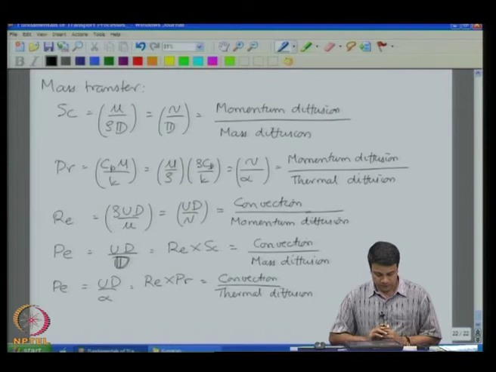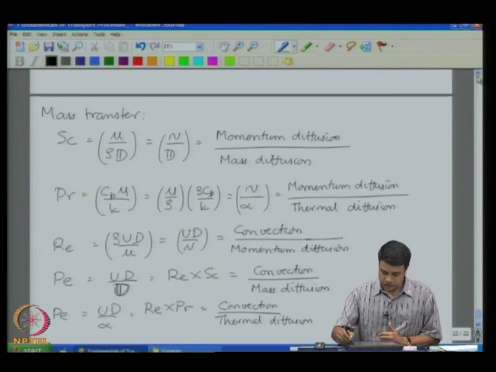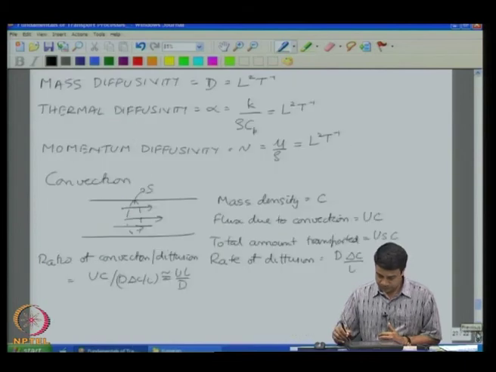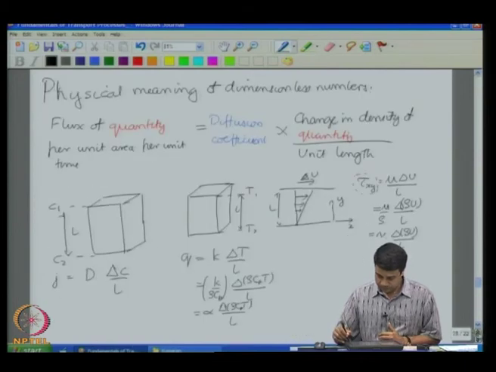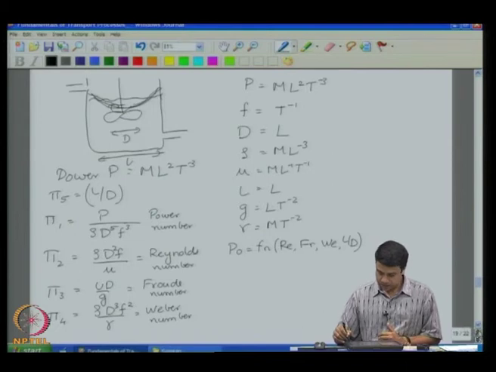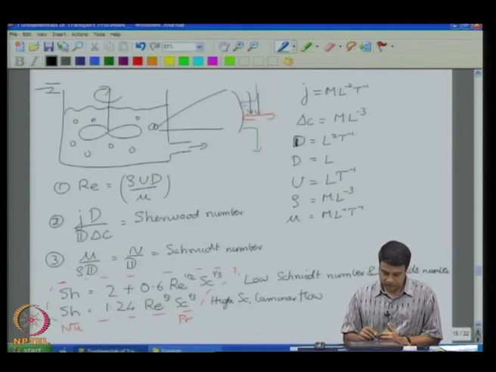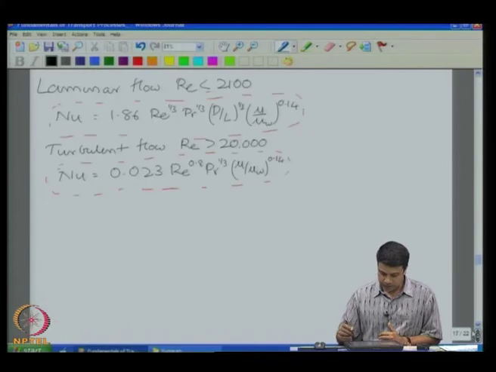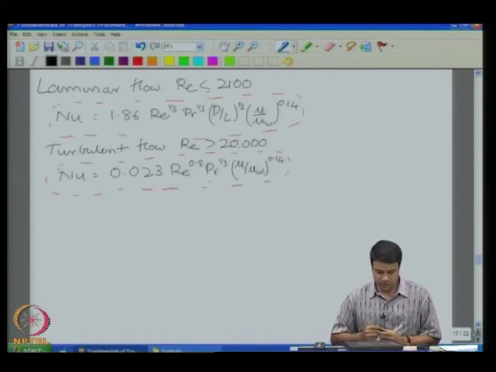So, the fundamental numbers can be written in this way as either a ratio of convection and diffusion or a ratio of two diffusion coefficients. All of the numbers on the right hand side that I had got here, the Reynolds number, the Schmidt number for mass transfer as well as the Prandtl number for heat transfer, can all be written as the ratios of convection and diffusion or the ratios of two diffusivities.